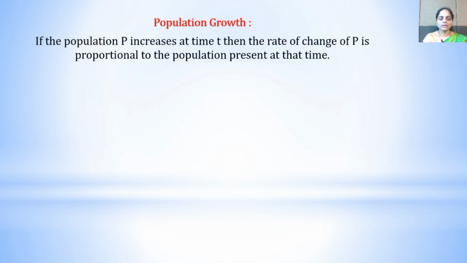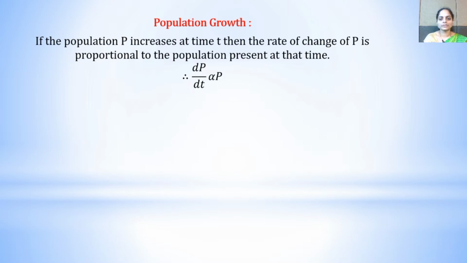This is our 7th lecture from the chapter Differential Equation, which is based on applications of differential equation. First application is population growth. If the population P increases at time t, then the rate of change of P is proportional to the population present at that time. That is dP by dt is directly proportional to P.